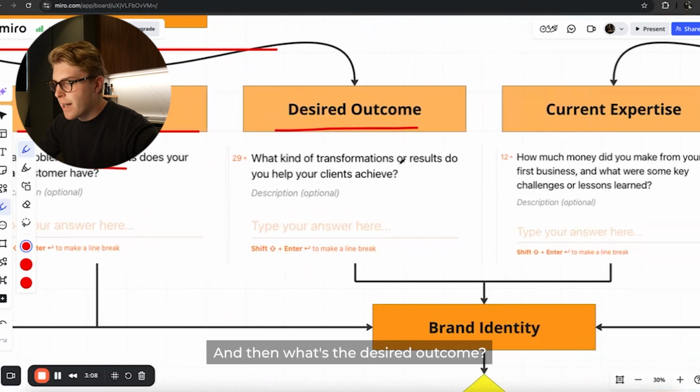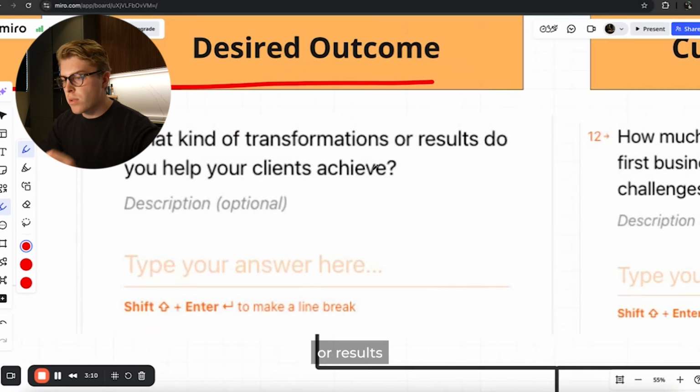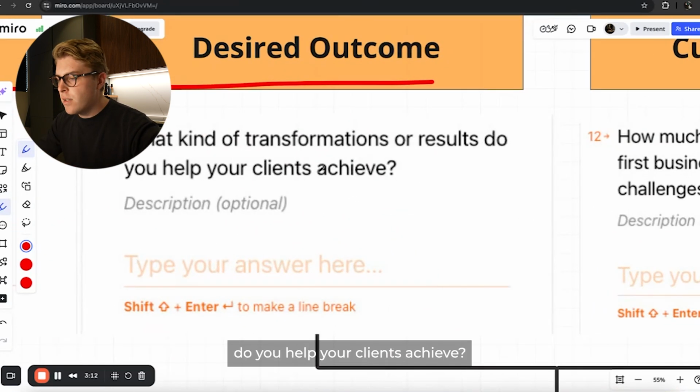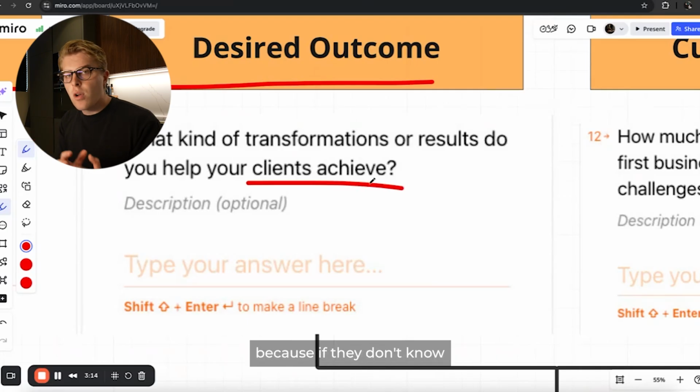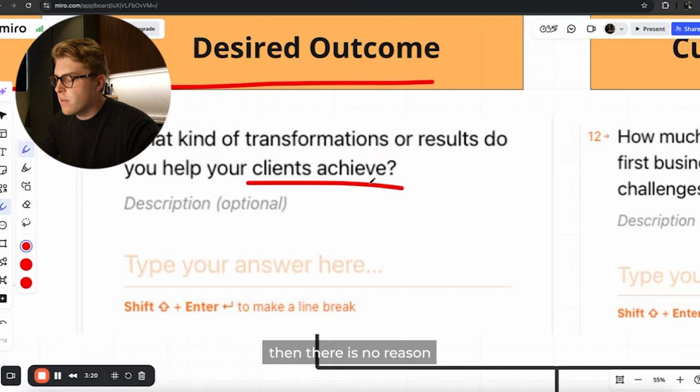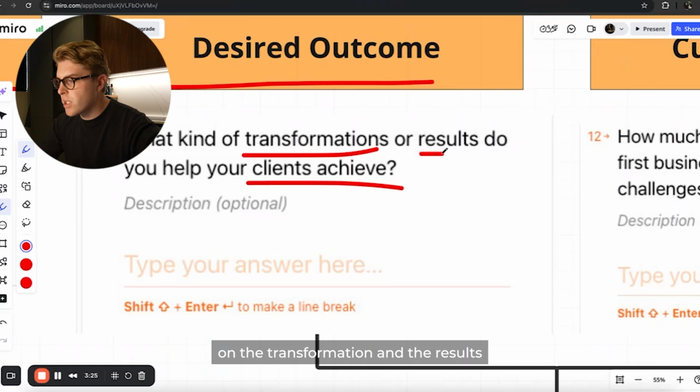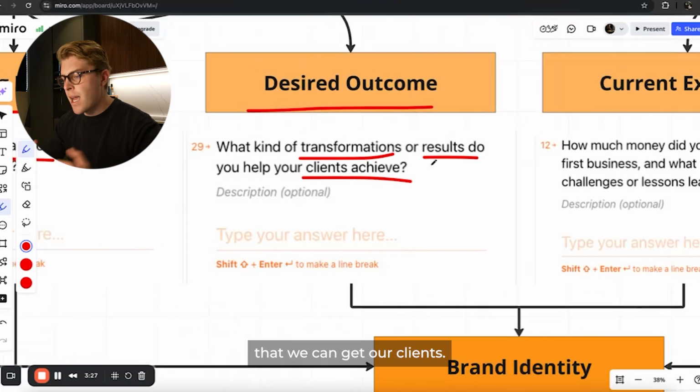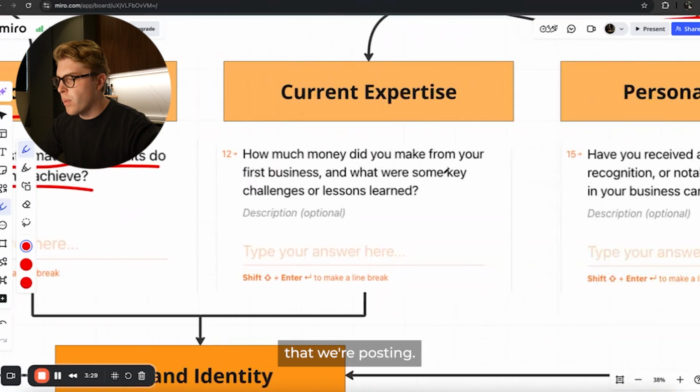And then what's the desired outcome? What kind of transformations or results do you help your clients achieve? Very important, because if they don't know what they're there for and what the outcome will be of following you or starting with you and your coaching, then there is no reason for them to follow you or even buy your coaching. So we need to get clear on the transformation and the results that we can get our clients, and we need to share this within the content that we're posting.